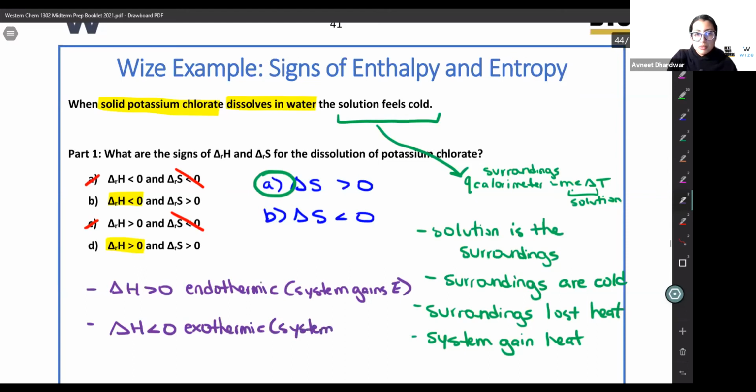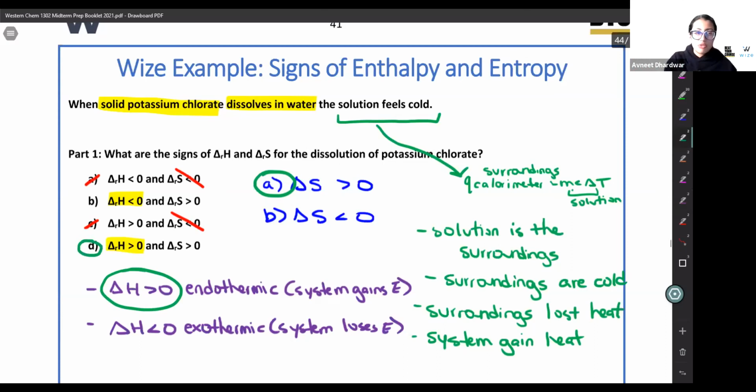The system loses heat or energy. So here, because the solution feels cold, the surroundings are cold, we said. So surroundings lost heat. System is what gained the heat. And so if the system gained heat, we're going to say that the delta H is greater than 0. Heat was added to the system, and that's what we care about. And so that's why the answer here is D.